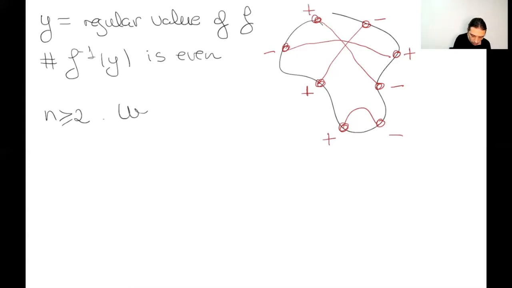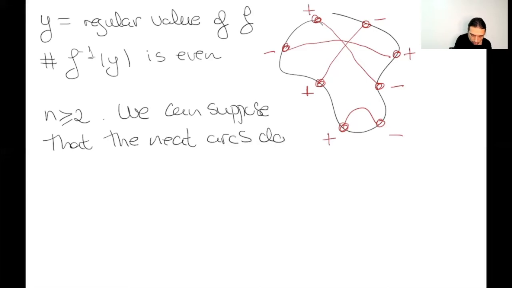So we can suppose that the neat arcs do not intersect by the Whitney approximation theorem. Okay.